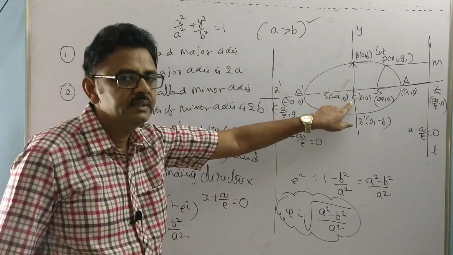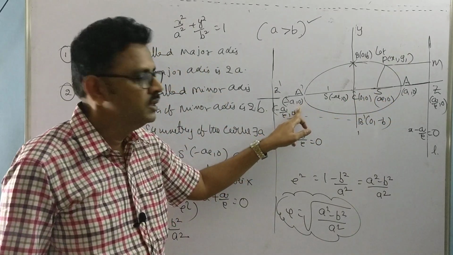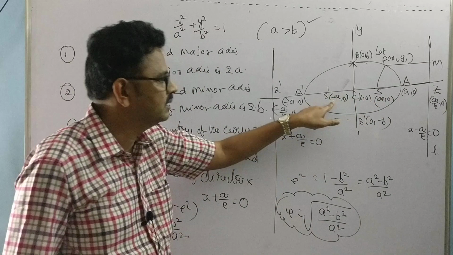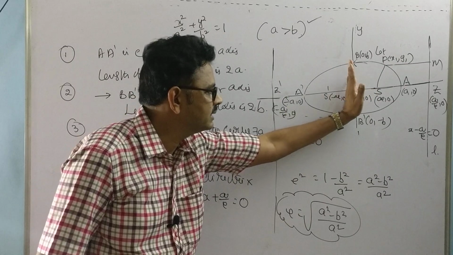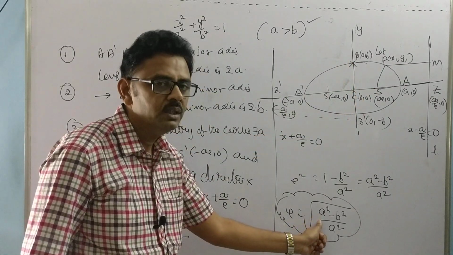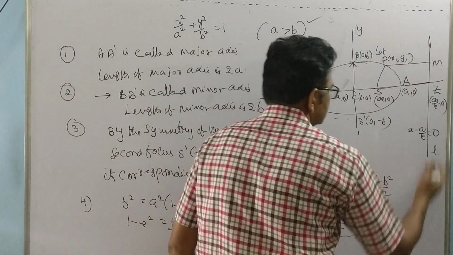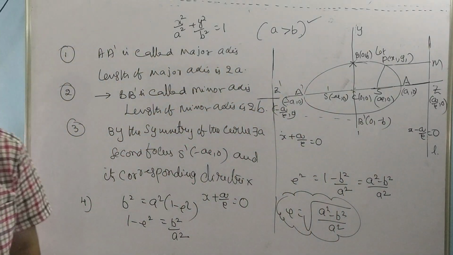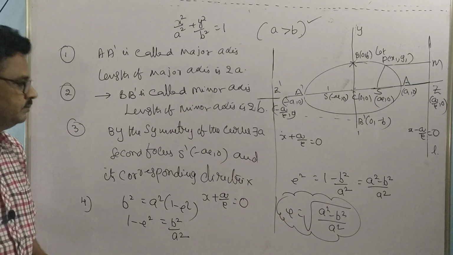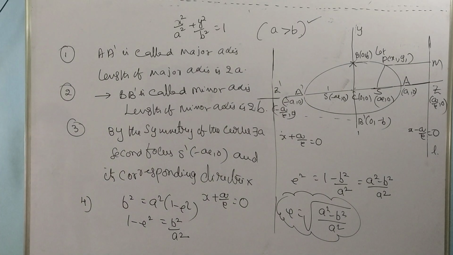So C is called center. Coordinates of vertices plus or minus a comma 0. Coordinates of foci plus or minus a e comma 0. Length of major axis 2a. Length of minor axis 2b. Eccentricity root of a square minus b square by a square. Equations of directrices: x equal to plus or minus a by e. Next one.